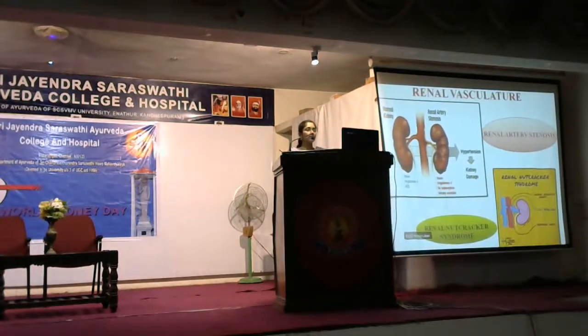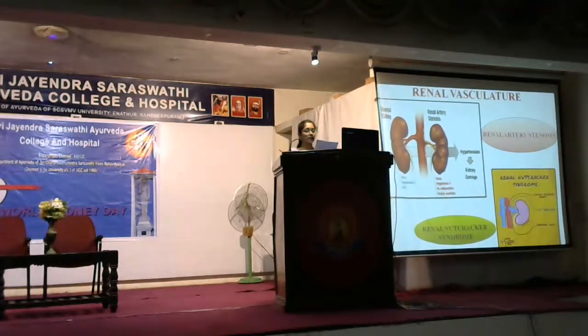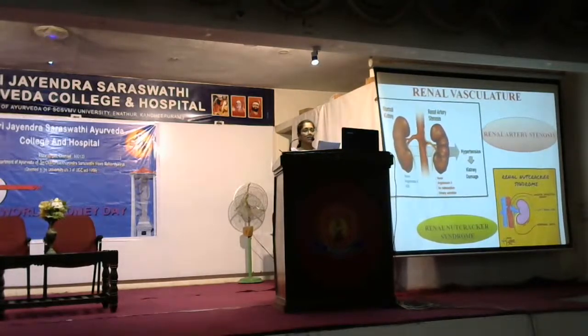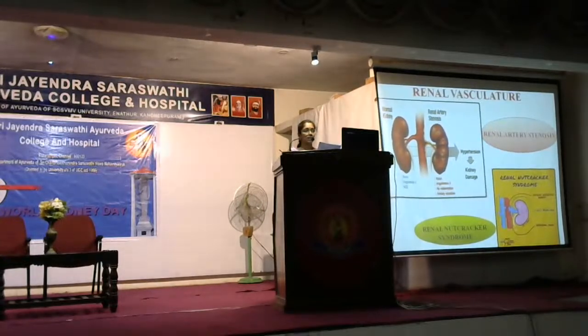Then we'll move on to the diseases related to the renal vasculature. First, we have renal artery stenosis, wherein narrowing of the renal artery happens, and the narrowing comes as a part of atherosclerosis, that is, as a part of a general systemic disease. Symptoms are produced accordingly and result in renal hypertension and ultimately in chronic kidney disease. So that is related to the renal artery.